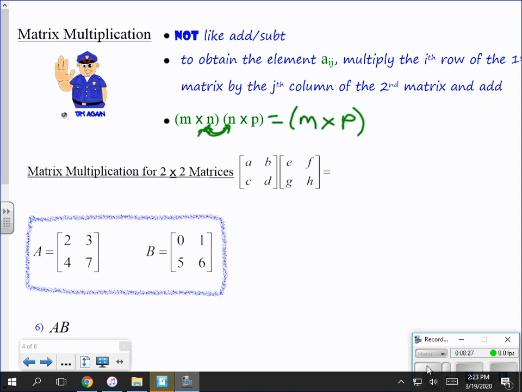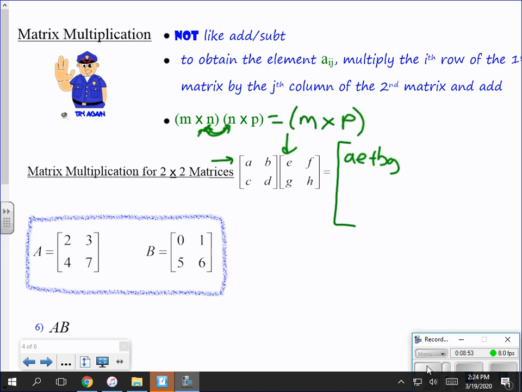Okay, now when you're multiplying two matrices, here's what you do. You multiply the rows of the first one times the columns of the second one. So I take the elements in here times the elements in here and add them together to get my space. So that's the first one here. I take A and B times E and G. So I have AE plus BG to get that first element.